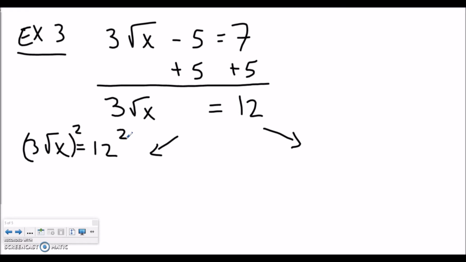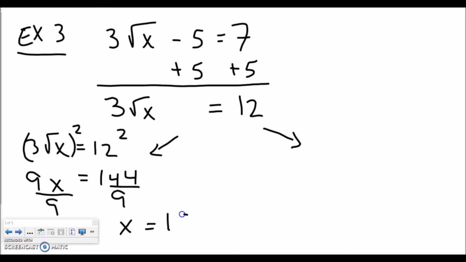That 3 squared is 9. Square root of x squared is just x. And 12 squared is 144. Divide both sides by 9. And x equals 16. I had to think there for a second.